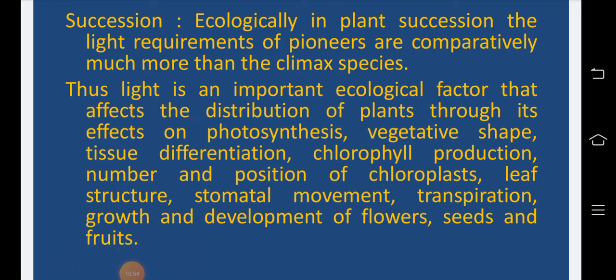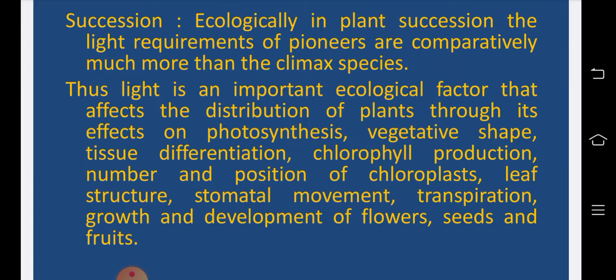So many processes in plants are affected by light. Vegetative shape of the plants and tissue differentiation in plants are all affected by light. Chlorophyll production: more light, more chlorophyll production, more number of chloroplasts. Leaf structure, thickness and thinness, are all affected by light. Stomatal movement, transpiration rate, and growth and development of flowers, seeds and fruits, all these processes require light.